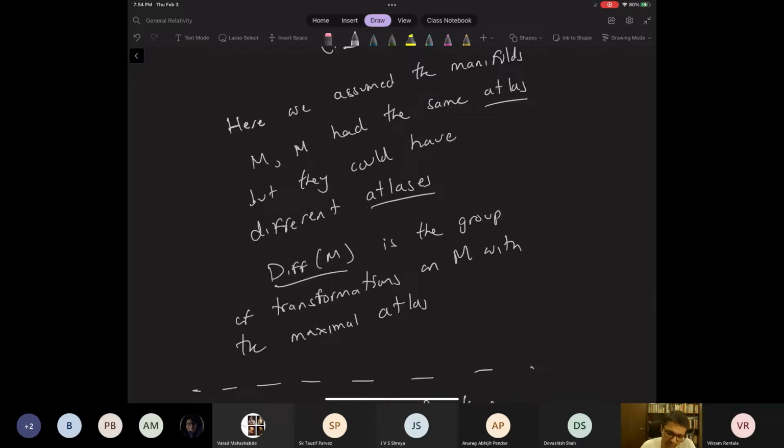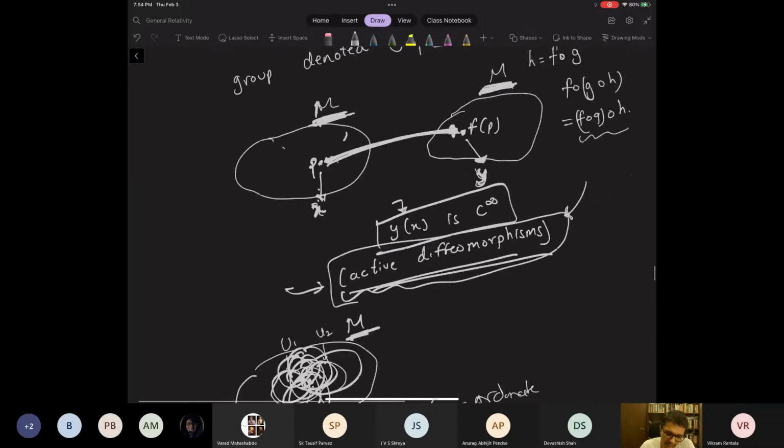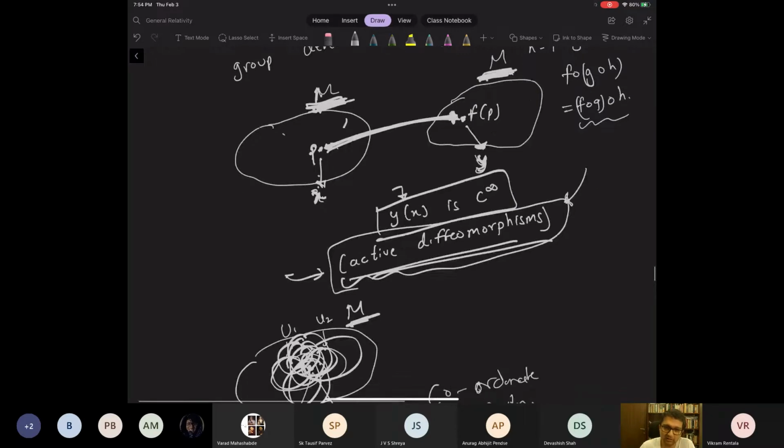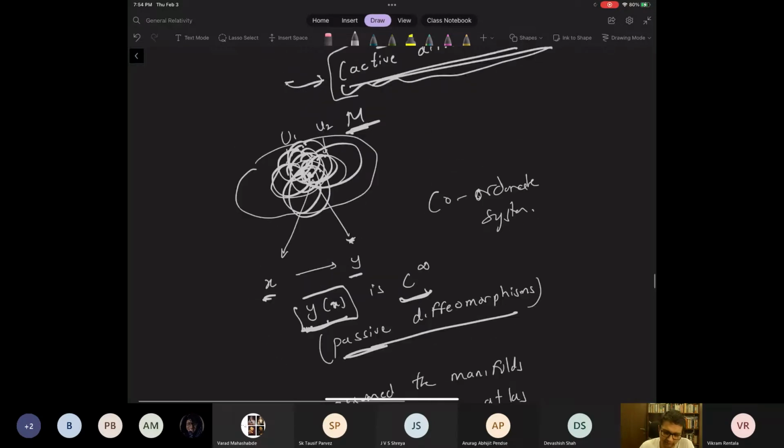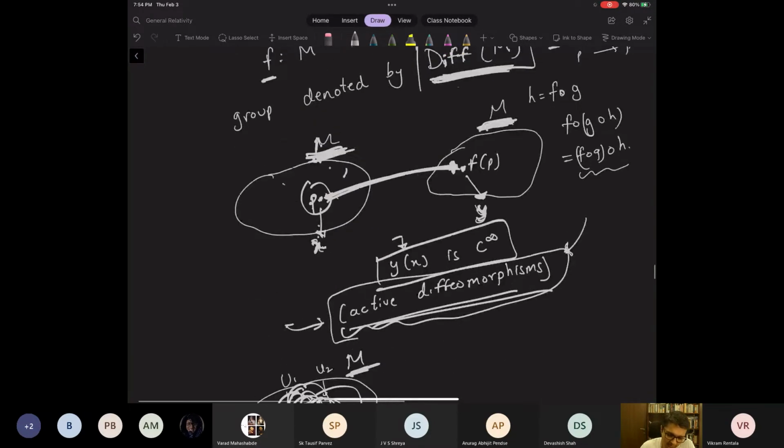And here we assume that the manifolds that we're mapping between, this M and this M, have the same atlas. But they could have different atlases. So if you have different atlases on this manifold and this manifold, then these coordinate transformations are not necessarily arbitrary. But if I want to take the set of all possible coordinate transformations, then I should consider what is called the maximal atlas.